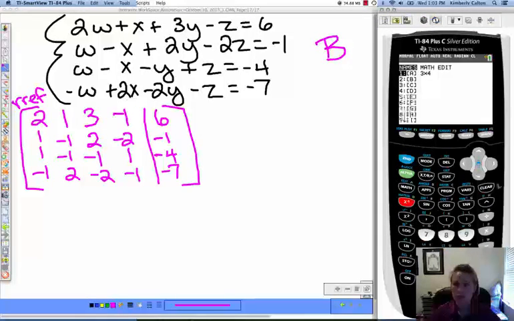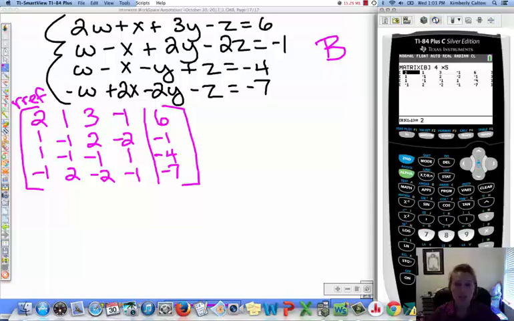So we're going to go back to second matrix, and we're going to go over to edit, and this time we don't want to edit A, we want to edit B. So we're going to go down to B. And now we have to figure out the rows, 1, 2, 3, 4 rows, the number of columns, 1, 2, 3, 4, 5 columns, and again we're going to put in our information: 2, 1, 3, negative 1, 6, 1, negative 1, 2, negative 2, negative 1, 1, negative 1, negative 1, 1, negative 4, negative 1, 2, negative 2, negative 1, and negative 7.